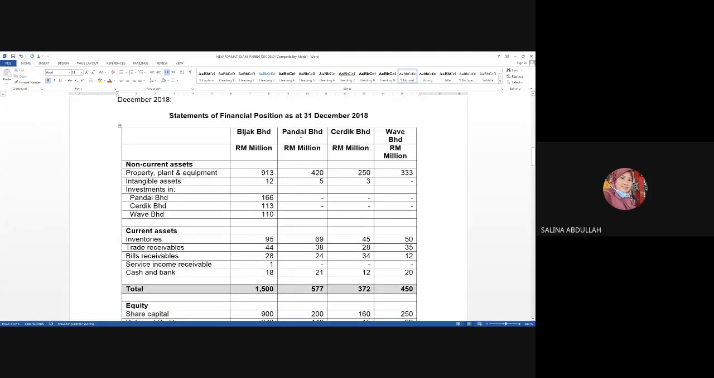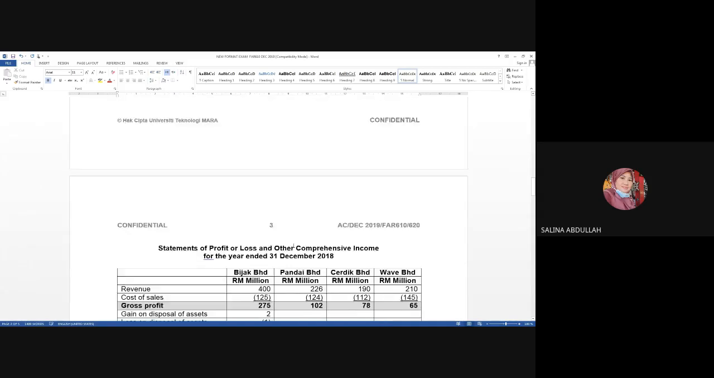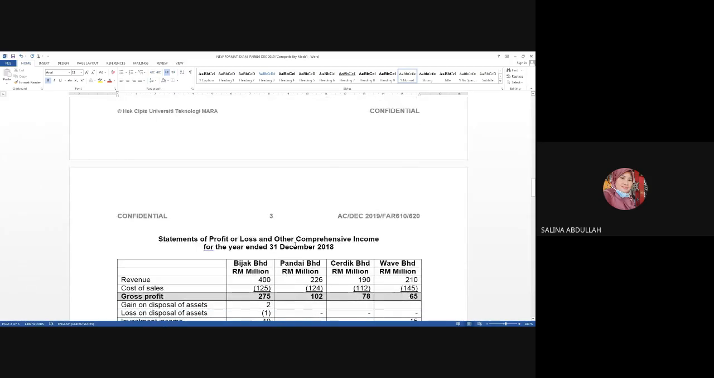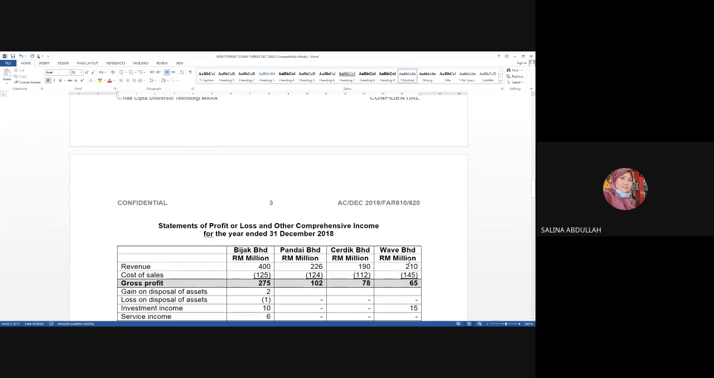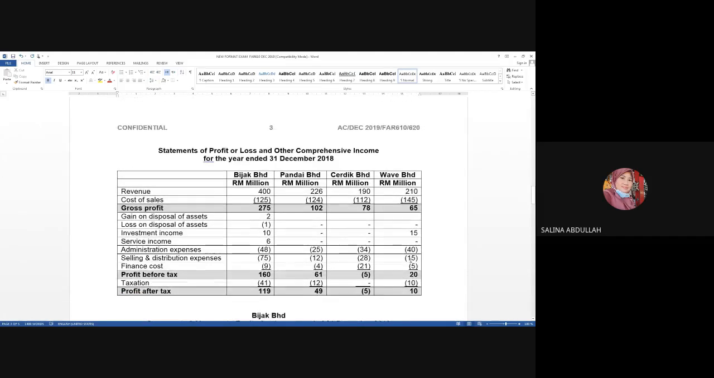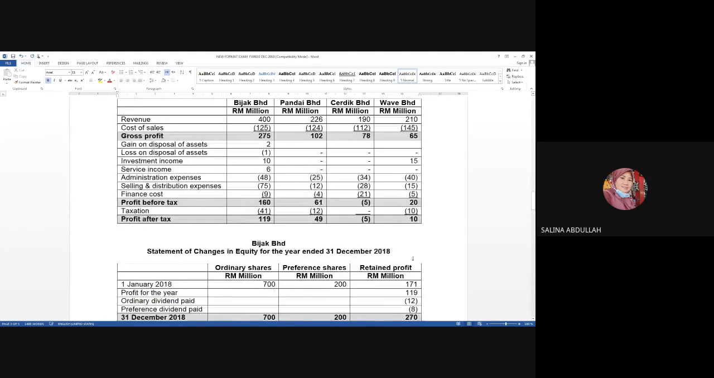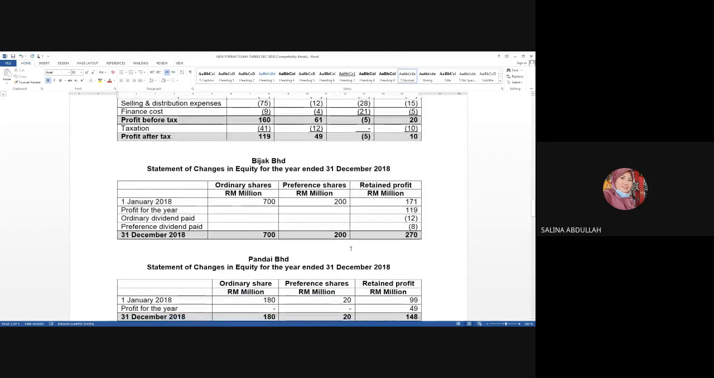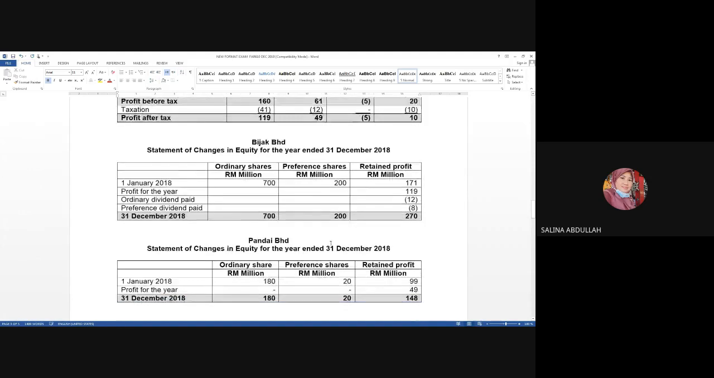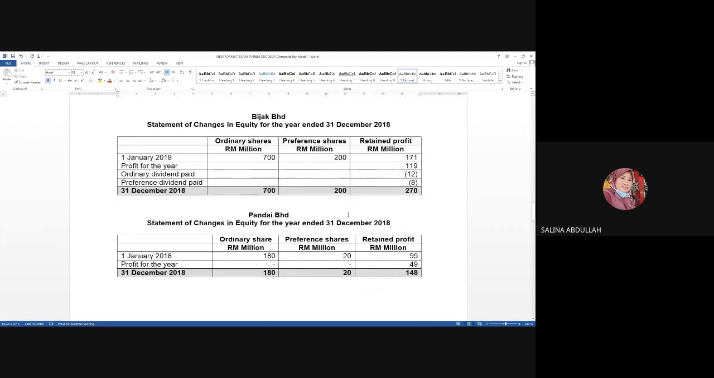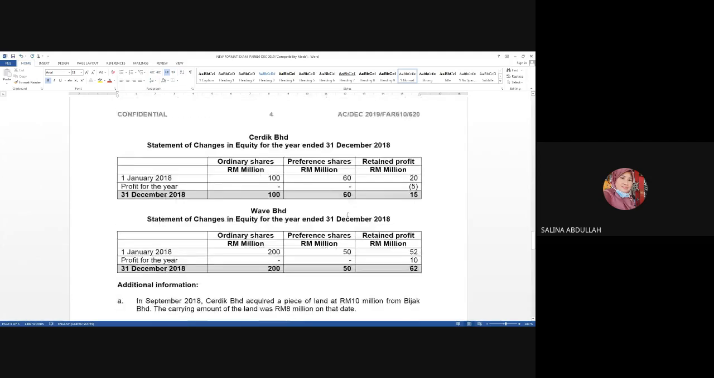And you can see here we have 4 columns representing 4 companies. We also have the next one, statement of profit or loss and OCI. In short, I call it SOPLOCI, for the same 4 companies again. And then after that, we have statement of changes in equity, but this is individual statement of changes in equity for all the 4 companies, Bijak, Pandai, Cerdik and Wave.